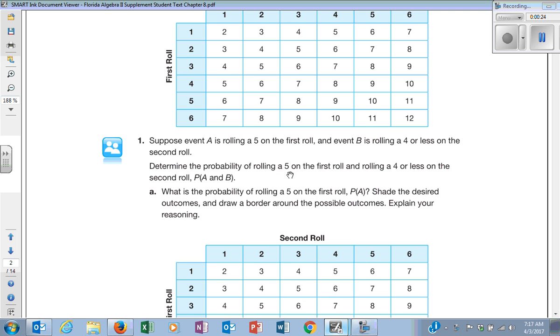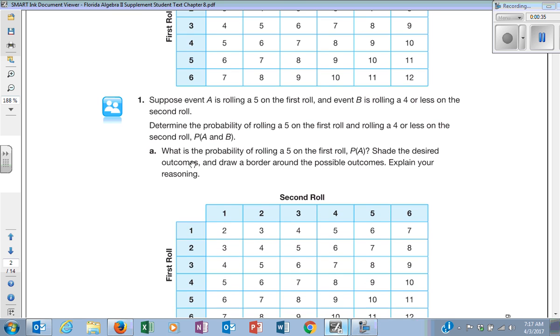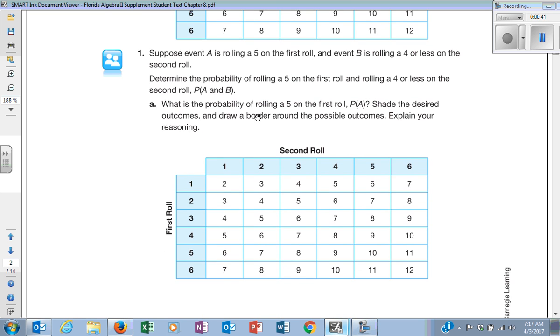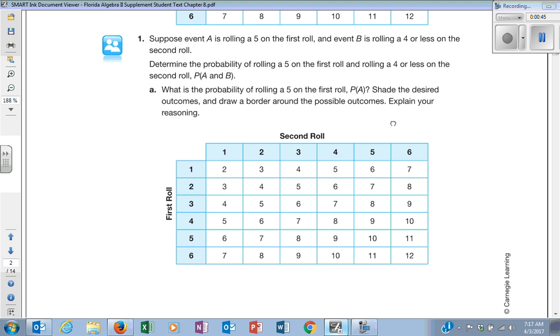Determine the probability of rolling a 5 on the first roll and rolling a 4 or less on the second roll. What is the probability of rolling a 5 on the first roll? And then it says, shade the desired outcomes and draw a border around the possible outcomes. Explain your reasoning. So what is the probability of rolling a 5 on the first roll?